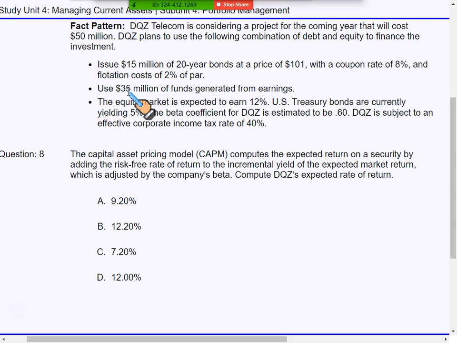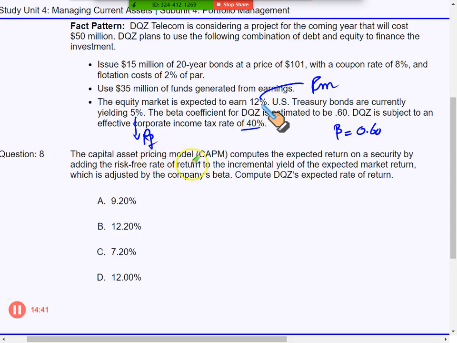50 million is there. What exactly do we need? The equity market is expected to earn 12%. Without doubt, we got one of the variables. This is the expected return on the market, called RM. US Treasury bonds are currently yielding 5%. It's a risk-free rate, which means you face no risk if you invest in treasury bonds, you're sure to get 5%. The beta coefficient of DQZ is estimated to be 0.6. This is the beta that we'll be using in the capital asset pricing model. DQZ is subject to an effective corporation tax rate of 40%. What exactly do we need?